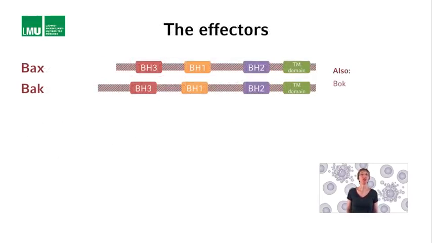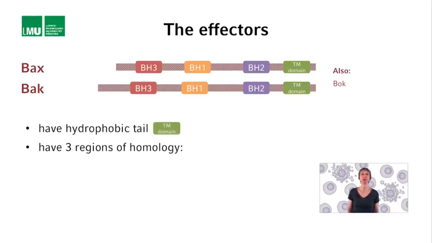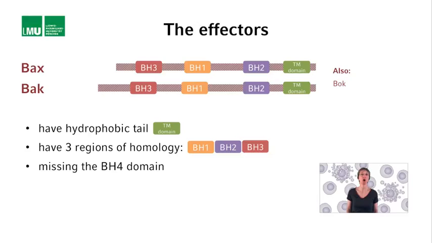Finally, there are the effectors, BAX and BAC. BAX and BAC also have a hydrophobic tail and a BH1, BH2 and BH3 domain. However, they are missing the BH4 domain.